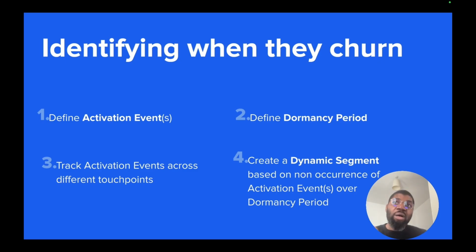In the case of our food ordering, for example, you can say if a customer has not ordered in 60 days or in 30 days, it means that the customer is no longer active. If a customer has not watched a movie in 30 days, it means that the customer is not active. Again, the dormancy period will depend on what your product is, what the activation event is.